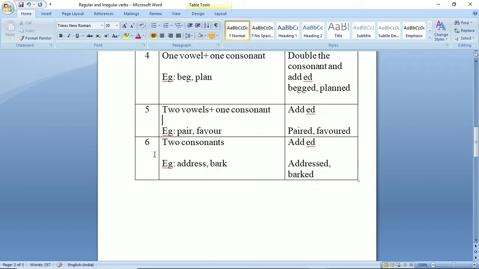Let us move to number 6. Two consonants. If there are two consonants at the end of the word, then also we add ed. See, address, SS, there are two consonants, so we will just add ed, it becomes addressed. And in bark, R and K, both are consonants, it changes into barked.